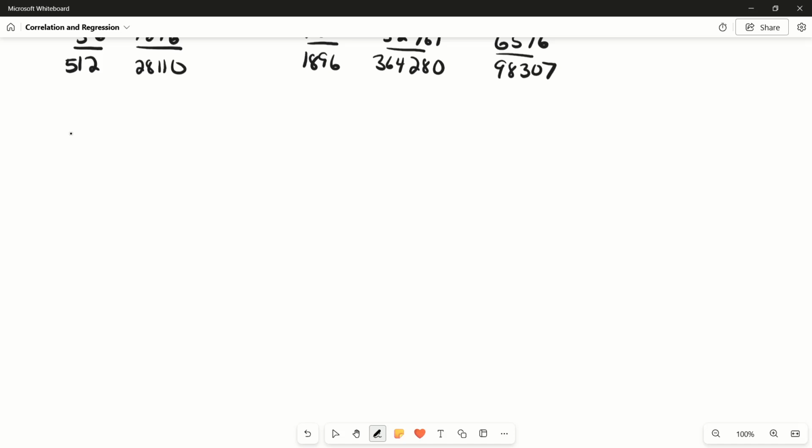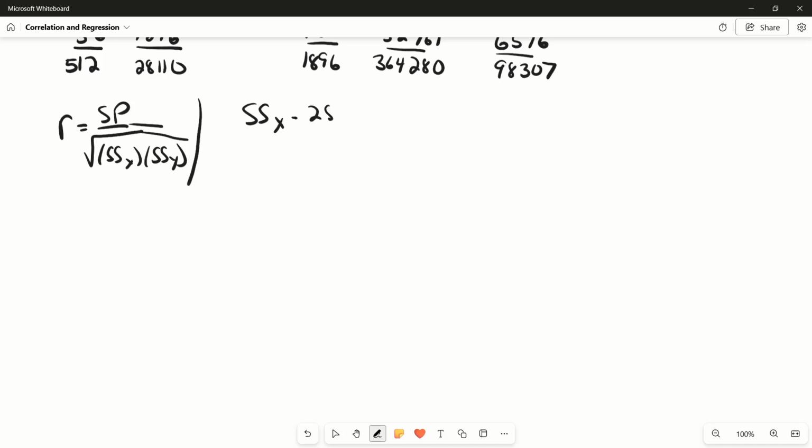How do I calculate R? R is equal to SP over the square root of sum of squares X times sum of squares Y, which means that we need to do the sum of squares, right? So let's do sum of squares X, 28,110 minus 512 squared over n, and n here is 10. When I simplify this, I get 1895.6.